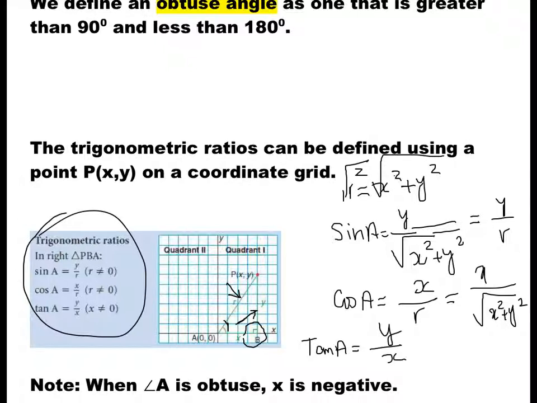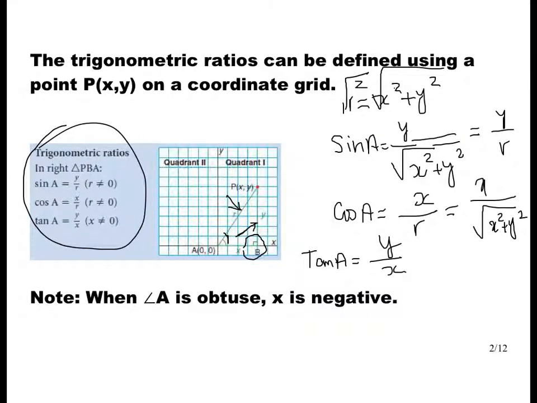Now let's look at tan. Tan, if the angle is in quadrant 1, okay, is X positive or negative? Is Y positive or negative? Positive. So positive over positive? Positive. So tan is positive. Now if the angle is in quadrant 2, okay, is Y positive or negative? Is X positive or negative? Negative. So what is Y over X? Negative. So tan is negative. Okay?